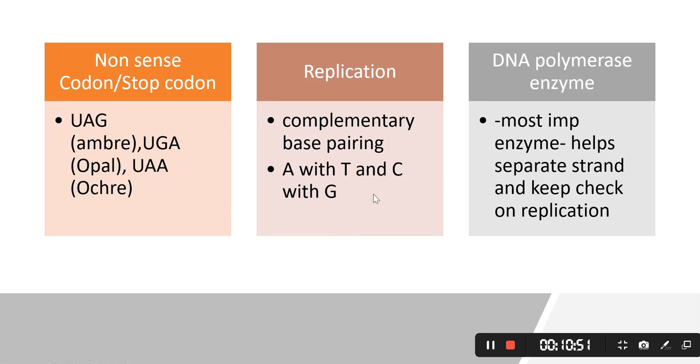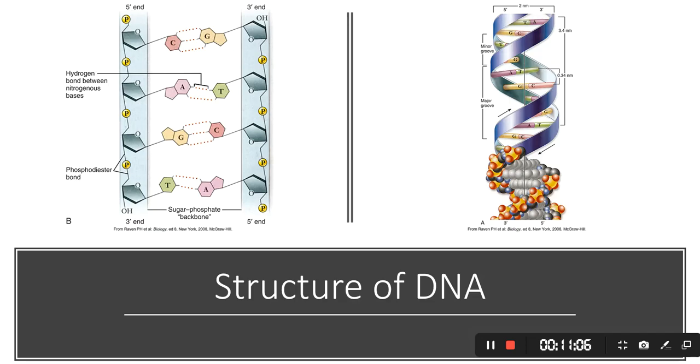This is the information replication. What are the complementary base pairings? A with T and C with G. Then the enzyme we have to know about is the DNA polymerase enzyme. Why is it important? Because it helps keep both the strands separate when they are getting replicated, because these are two together, right?